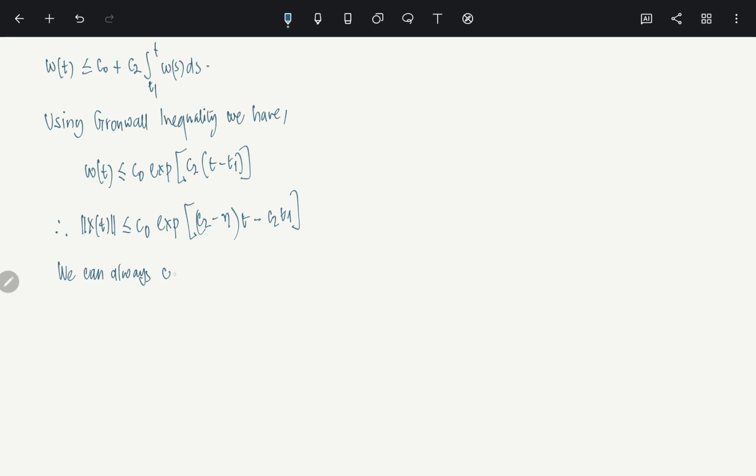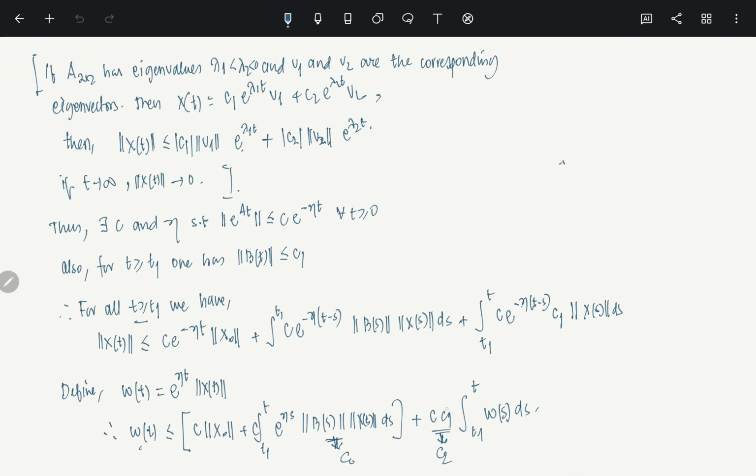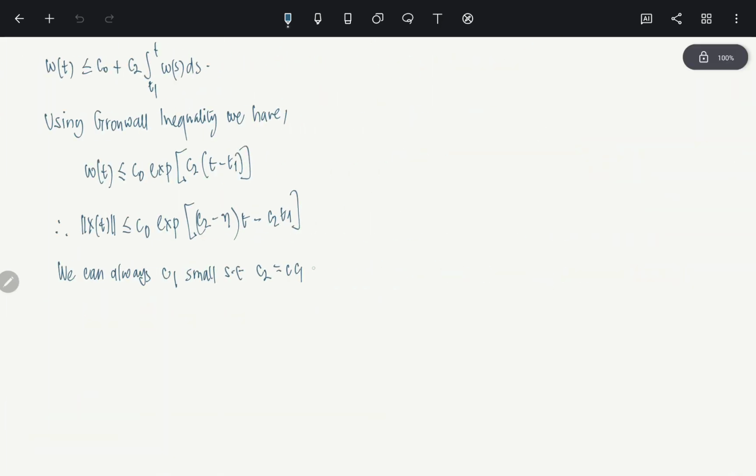So I can choose C1 small such that C2 is C times C1, right? C2 is defined by C times C1, see? So this is sufficiently small, smaller than eta, right? So C2 minus eta is negative. If this is negative, then this goes to 0, right? And this is a positive term, norm x of t. So therefore, norm of x of t must tend to 0 as t tends to infinity. Is this okay? So we have more or less a very good idea of what is happening right now.